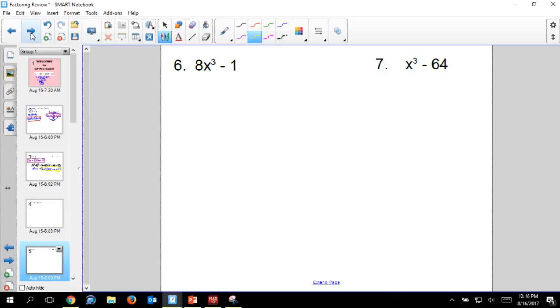Okay, so we're going to do the cube root. What is the cube root of 8? What is the cube root of x cubed? We bring down the minus, and then the cube root of 1 is 1. That's the first parenthesis. Second parenthesis, you have to square the first term. So when I square 2x, I get 4x squared. Then we square the last term, 1. And then in the middle, we multiply them together. And we use the signs from the formula.